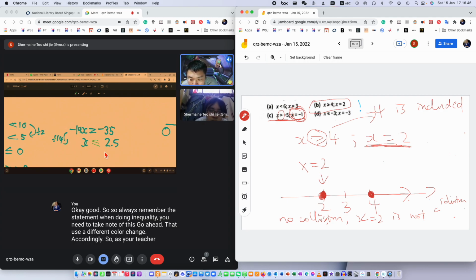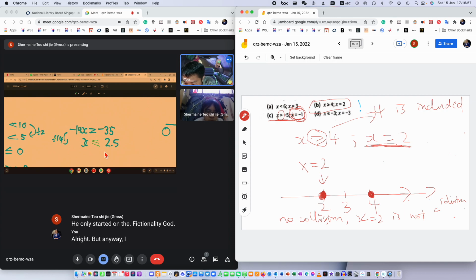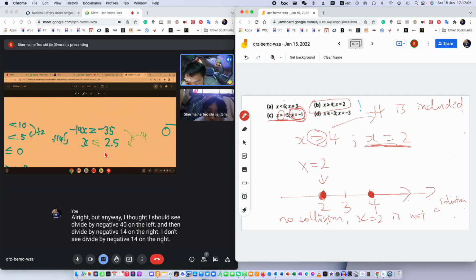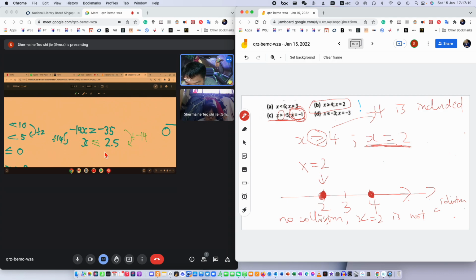So has your teacher taught you how to do inequality? No, not yet. By the way, we only started on the fraction algebra. Anyway, I thought I should see divide by negative 14 on the left and then divide by negative 14 on the right. I don't see divide by negative 14 on the right. You better use your calculator and double check this 2.5. Is it 2.5? Yeah, 2.5. Okay, good.